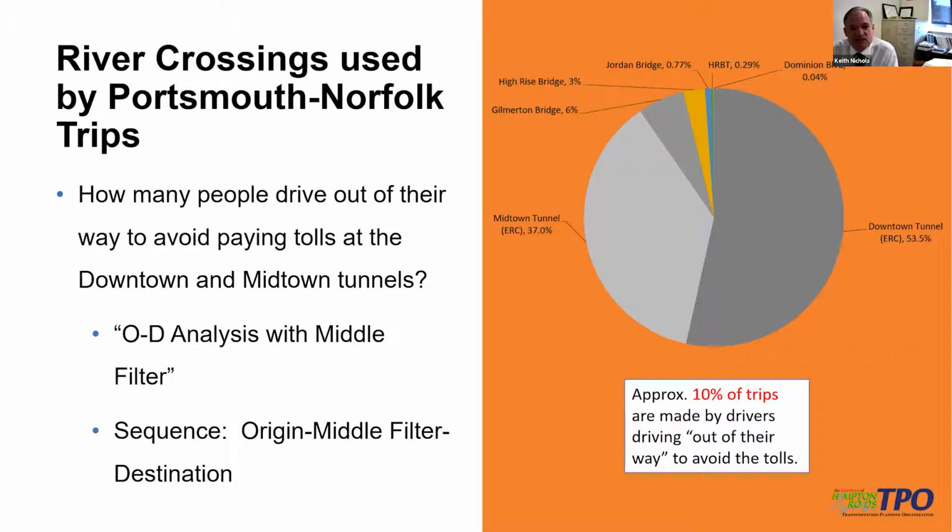So as part of this, we were asked to do an analysis of how many travelers are going out of their way to avoid paying the tolls at the Midtown and downtown tunnel, specifically for people living in the city of Portsmouth and the city of Norfolk who honestly have to travel pretty far out of their way, generally, if they're going from one city to the other, to avoid paying a toll. The Gilmerton Bridge and the High Rise Bridge would be the closest detours, and they're, I would say, at least 5 miles to the south of the city line of Norfolk, probably. So it's not a short distance they're going to avoid these tolls. So we used StreetLight data for this analysis and did an OD analysis with a metal filter for the toll facilities.